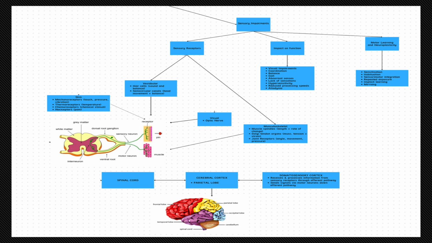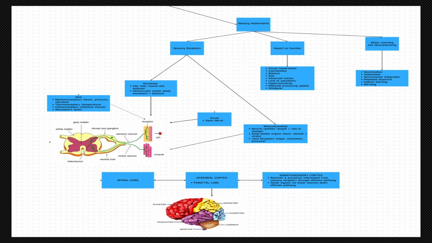Some examples of specific conditions that experience this are peripheral neuropathy, which can impair signal transmission, diabetic neuropathy, which affects the mechanoreceptors, and multiple sclerosis, which has an effect on the ascending pathways up the spinal cord. Additionally, conditions such as sensory processing disorder and autism spectrum disorder are influenced by sensory impairments.